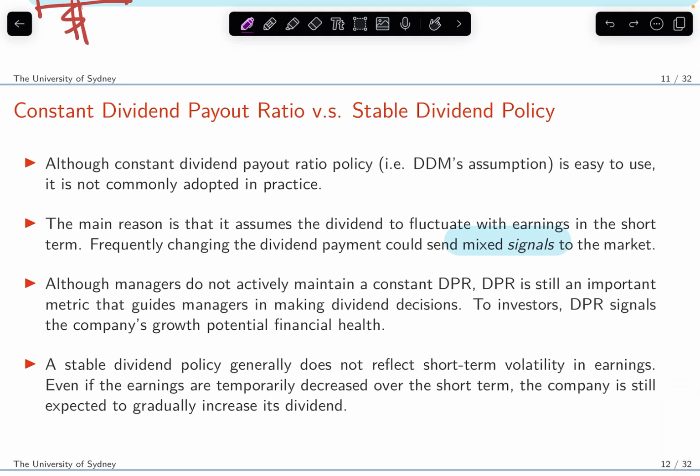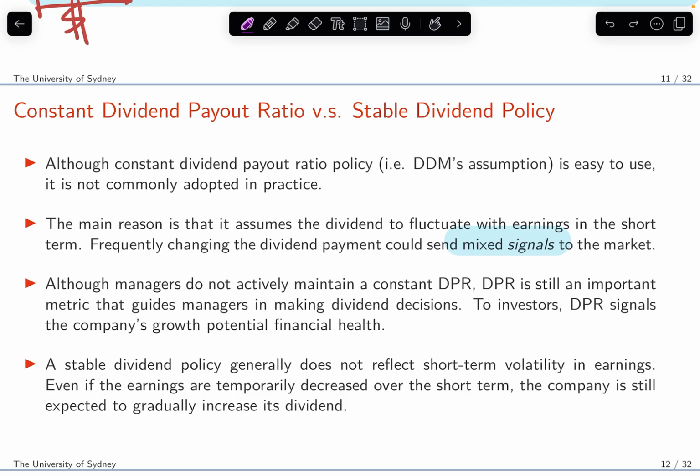Although a constant dividend payout ratio is easy to use, such as in the dividend discount model, it is not commonly adopted in practice. The main reason is that it assumes dividends fluctuate with earnings in the short term, and fluctuating changes in the dividend payout could send mixed signals to the market. So it's much better to have a stable dividend payout rather than mixed dividend payouts as earnings fluctuate.